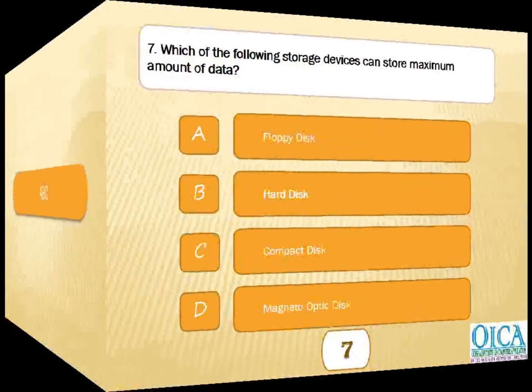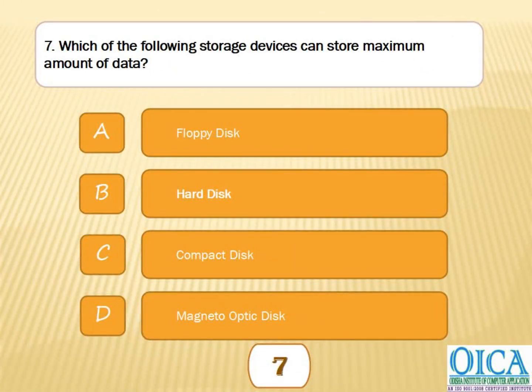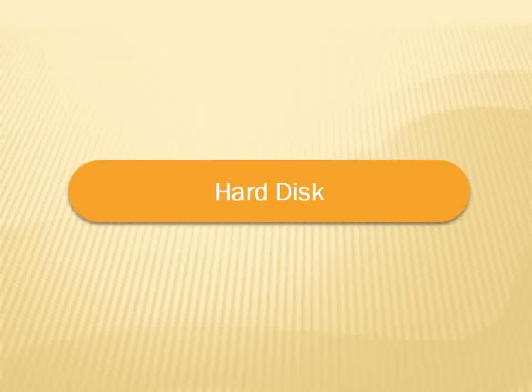Next, which of the following storage devices can store the maximum amount of data? A. Floppy disk, B. Hard disk, C. Compact disk, D. Magneto optic disk. The answer is B. Hard disk.